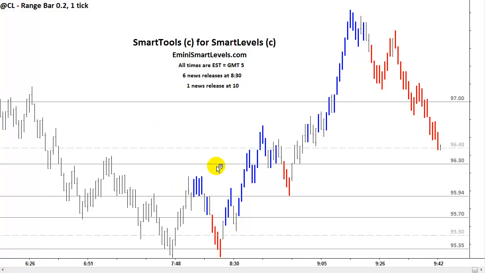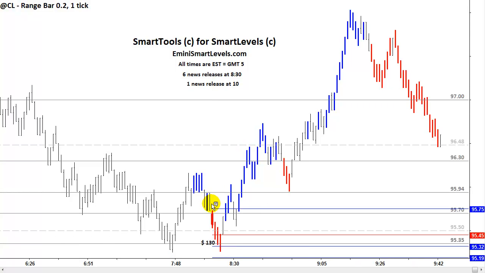So this market opened up here right in this congested area of SmartLevels. These blue bars did not trigger. This is the first setup validated by the 95.70 position trading level. It does go down to reach the first profit target, trying to poke through this swing low here. This would have been a reasonable trade to take if you were not interested in going much past this swing low. The 95.35 level is clearly going to act as support, and it did. The market reversed higher from here.